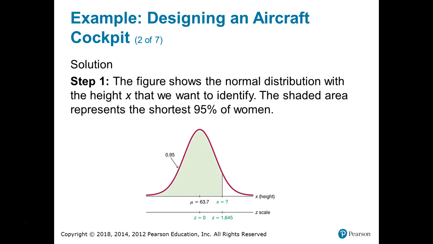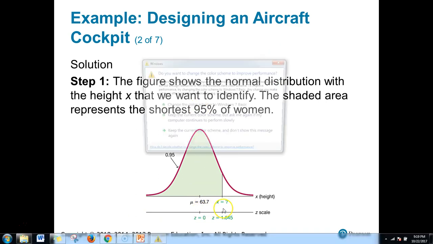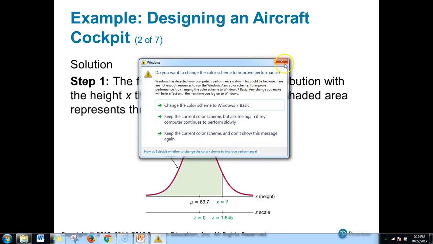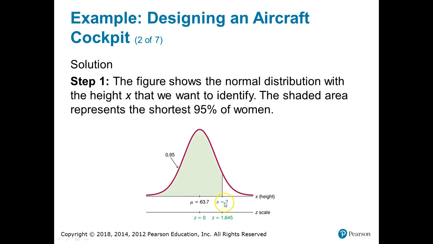So step 1, we're going to just draw it out. The figure below shows a normal distribution with the height of x we want to identify. 63.7 is our mean, and we want to know what this x value is. And we know the area underneath would be 0.95 because it's the shortest 95%. So this white region under the curve would be 0.05, and this would be 0.95. This is just a hand sketch.